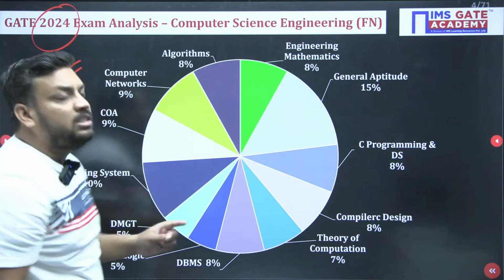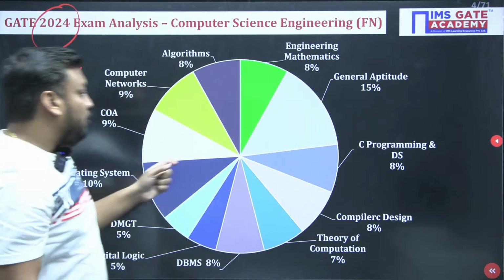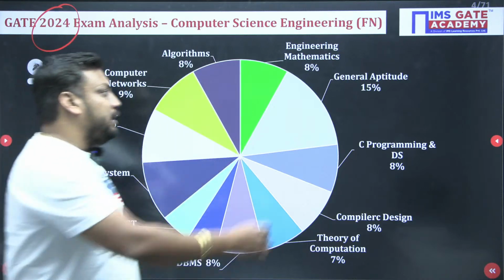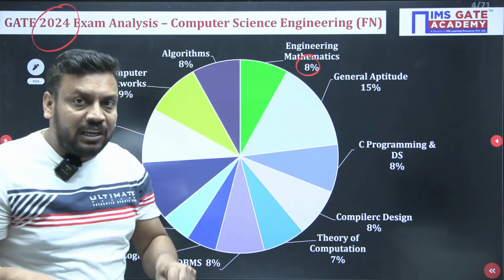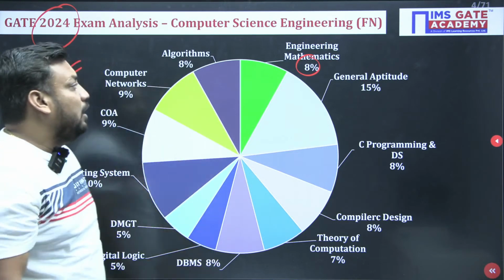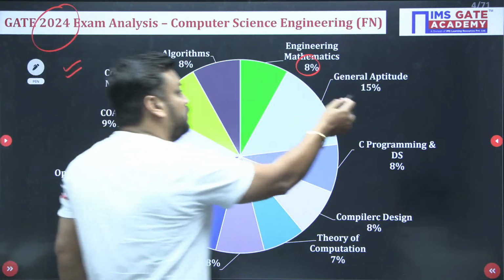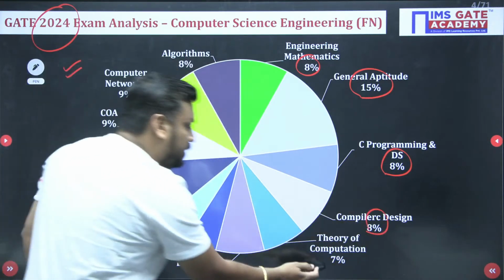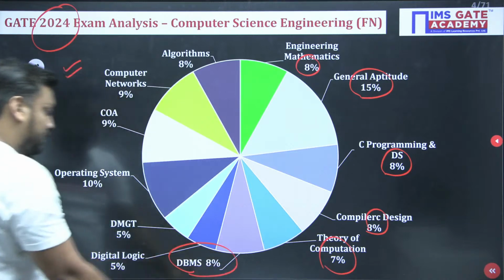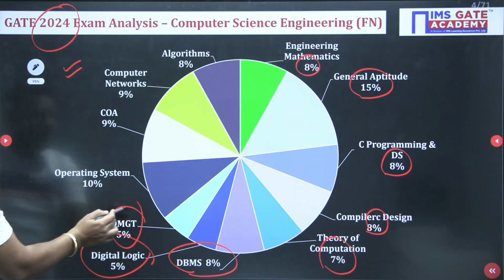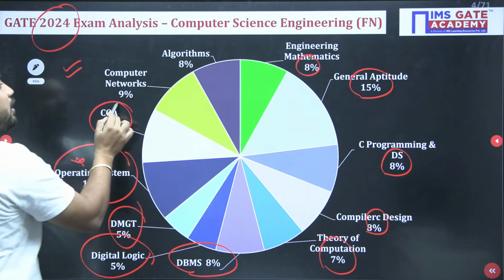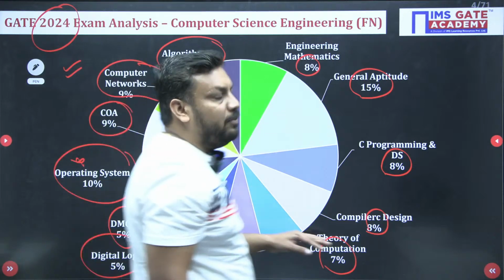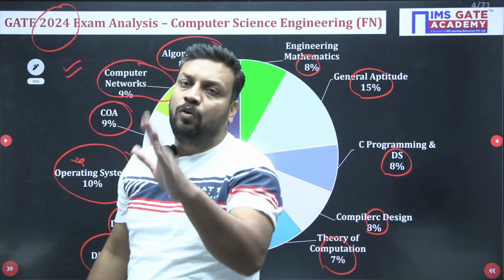Now we talk about this GATE 24 computer science forenoon session paper analysis, where this is the complete subject weightage, my dear students. Engineering mathematics weightage is 8 marks in today's exam, 10th Feb morning 9:30 to 12:30. General aptitude of course 15 marks. C programming and data structure 8 marks. Compiler design 8 marks. TOC 7 marks. DBMS 8 marks. Digital logic 5 marks. Discrete maths 5 marks. Operating system 10 marks. COA 9 marks. Computer network 9 marks, and algorithm again 8 marks. So this is the complete subject-wise weightage for the GATE 24 computer science forenoon session exam.